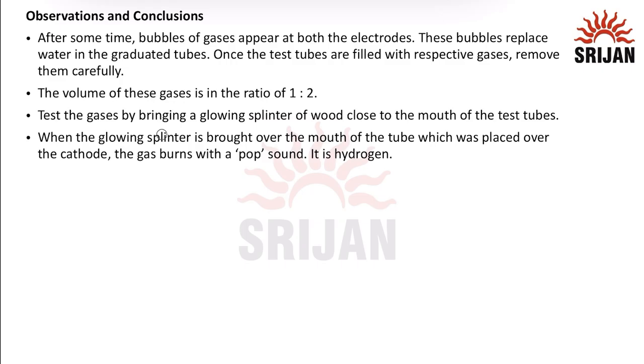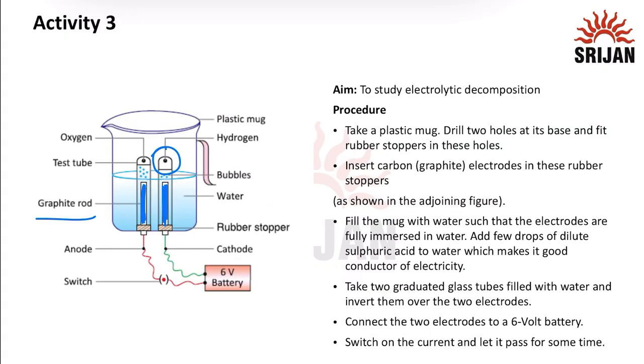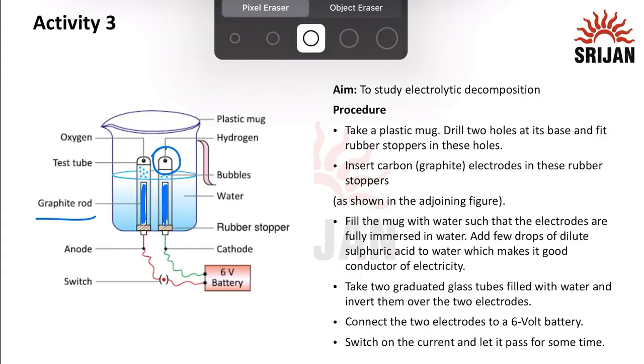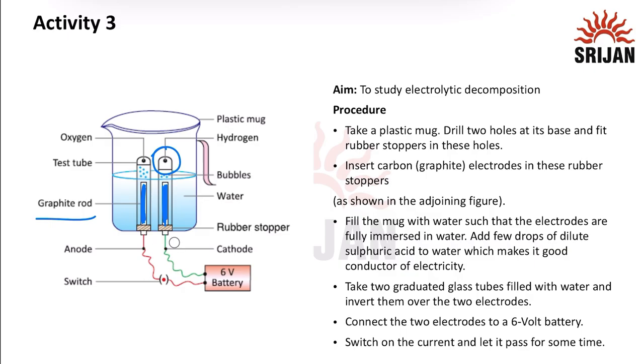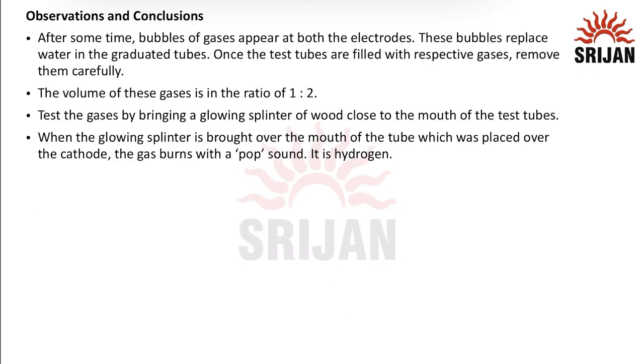Now we will have to see what gases these are, what gases were evolved. Test the gases by bringing a glowing splinter of wood close to them, okay? There are two electrodes, cathode and anode, okay? One is cathode and one is anode. When we bring the splinter close to the cathode, the gas burns with a pop sound.